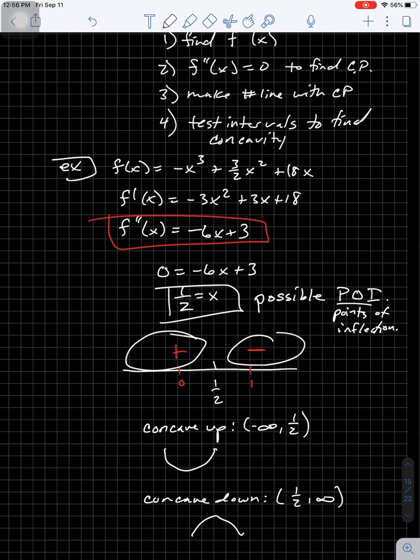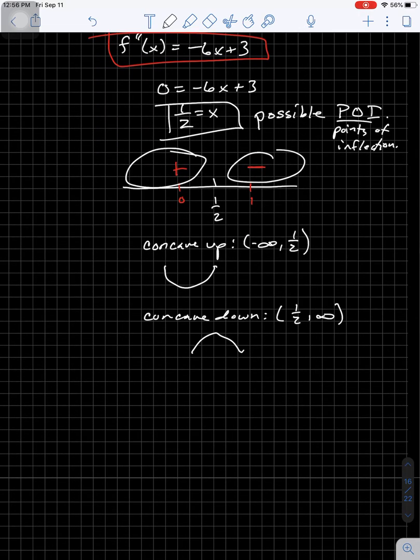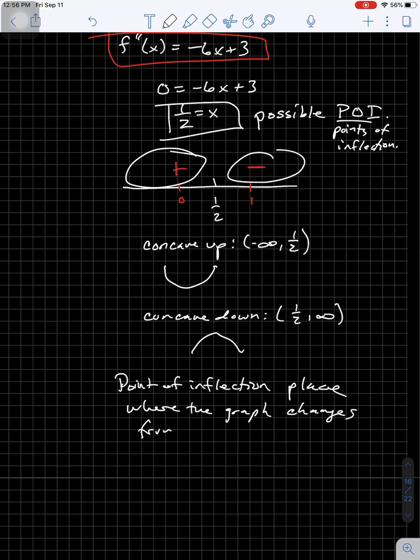And a point of inflection is a place where the graph changes from concave up to concave down, or vice versa. So the order doesn't matter. It's just a place where it's going to go from this to this. It's that point right there.